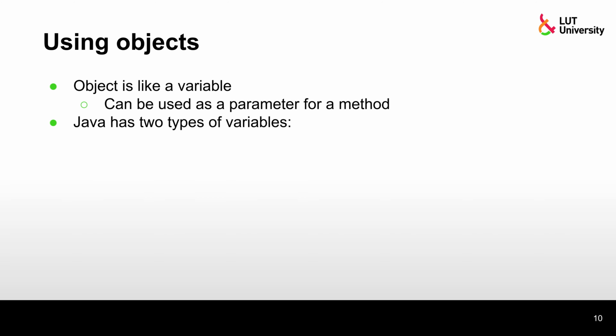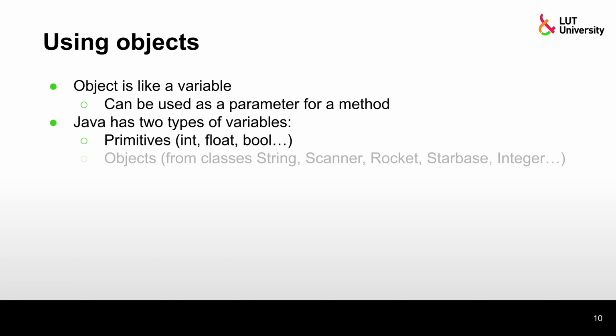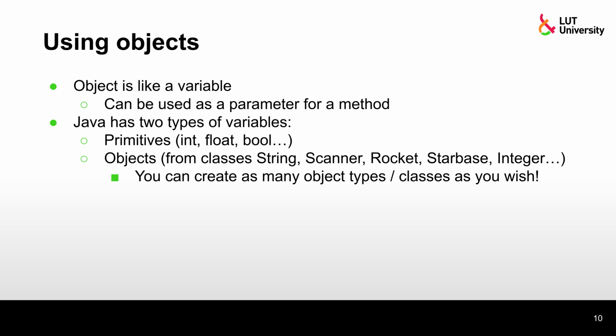And Java has two types of variables. Basically we have these primitive ones: int, float, boolean, double, long, whatever. And then we have objects, and they are created from classes: String, Scanner, Rocket, Starbase, Integer. We also have the Integer class, which is the object version of the int primitive. And you can create as many object types or classes as you wish. You can build Player or Computer classes, whatever you want to have.